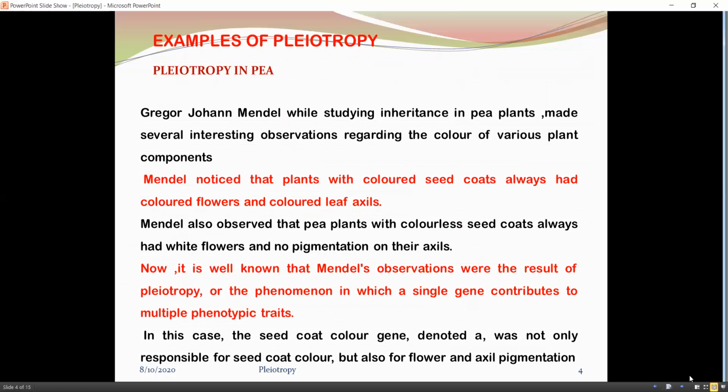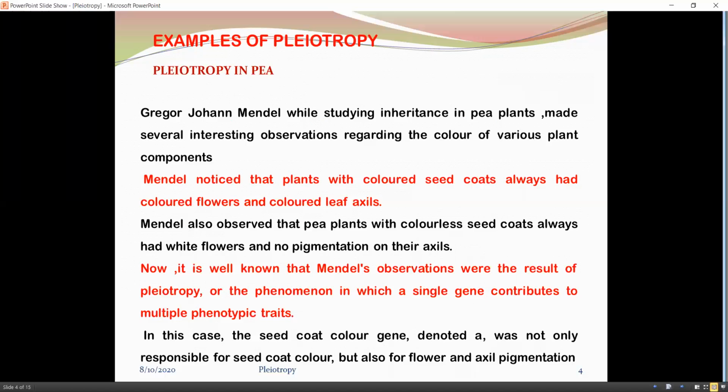Now we will see it with the help of some examples. The most common example can be seen in pea, pleiotropy in pea. Gregor John Mendel, while studying inheritance in pea plants, made several interesting observations regarding the color of various plant components. Mendel noticed that plants with colored seed coats always had colored flowers and colored leaf axils. He also observed that pea plants with colorless seed coats always had white flowers and no pigmentation on their axil.